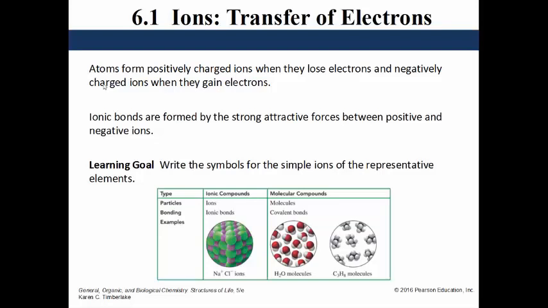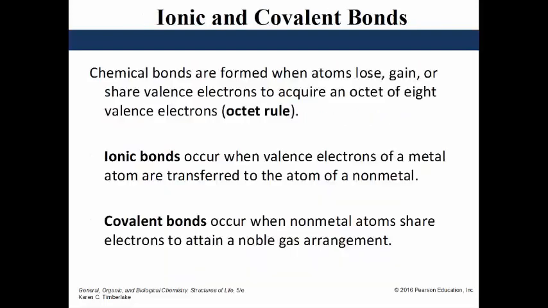A type of bond called an ionic bond is formed when a strong attractive force exists between a positive ion and a negative ion. See the learning goals of chapter number 6: being able to write the symbols for simple ions of the representative elements. An easy way to tell if an element is an ion or not is a positive or negative charge written just above the chemical's element symbol. Right now, we'll talk about ionic and covalent bonds.